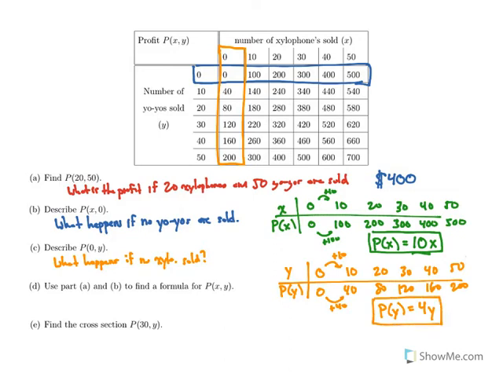And again, we could write these cross sections as P of x, 0. This is the same thing as P of 0, y. So now we can use that information in this simplistic example to find a formula for P of x, y. Since it is linear every single step of the way, we can write P of x, y is 10x plus 4y.